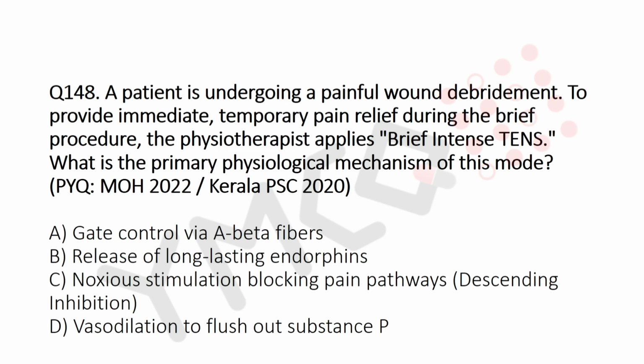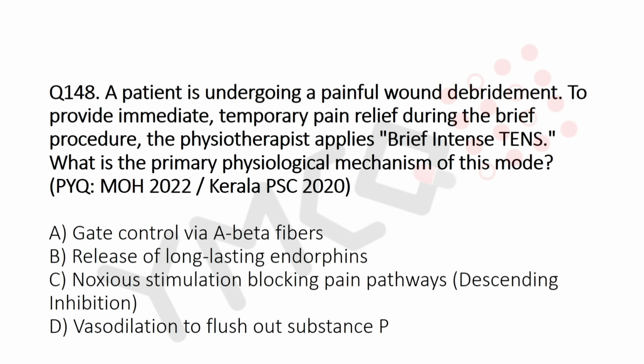Now let's move to question number 148. A patient is undergoing a painful wound debridement. To provide immediate and temporary pain relief during the brief procedure, the physiotherapist applies brief intense TENS. What is the primary physiological mechanism of this mode? Option A, gate control via A beta fiber. Option B, release of long-lasting endorphin. Option C, noxious stimulation blocking pain pathways, descending inhibition. Option D, vasodilation to flush out substance P.